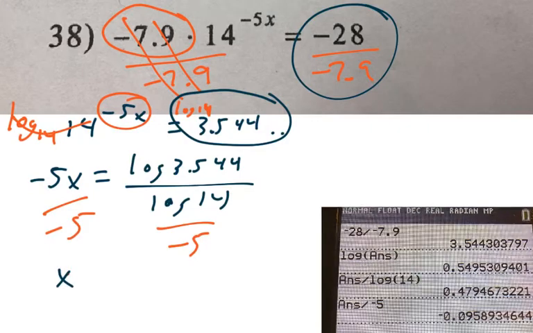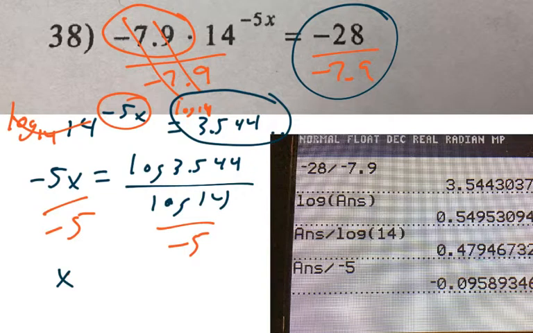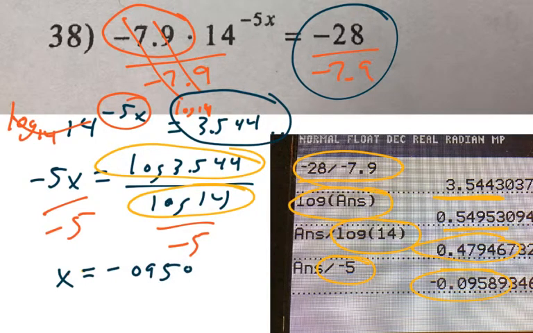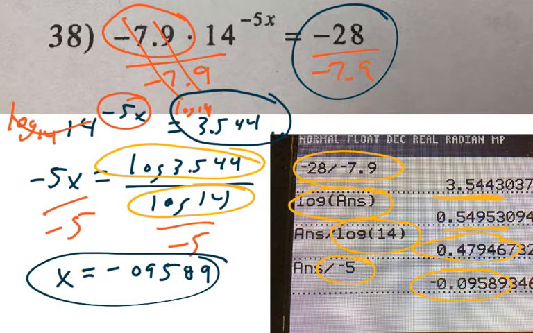So let's see if I did it right in the calculator here. I did my negative 28 divided by the negative 7.9. There's my 3.544. I then did the log of that as shown here. Then I divided by log 14 as shown there. And finally, I divided by negative 5. That right there is my answer. x equals negative 0.09589. Your teacher's going to tell you how many decimals to round it off to, guys, but I'll be happy with 4 or 5 decimal places.